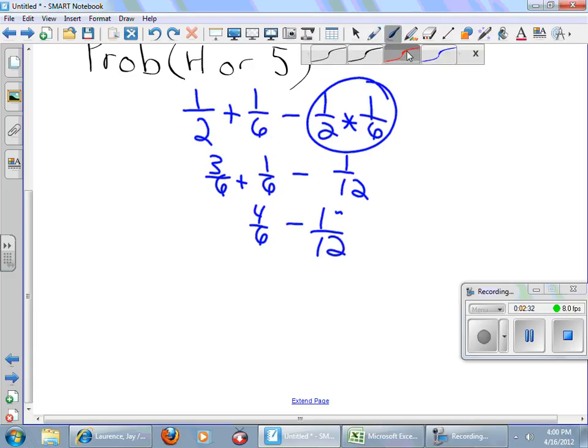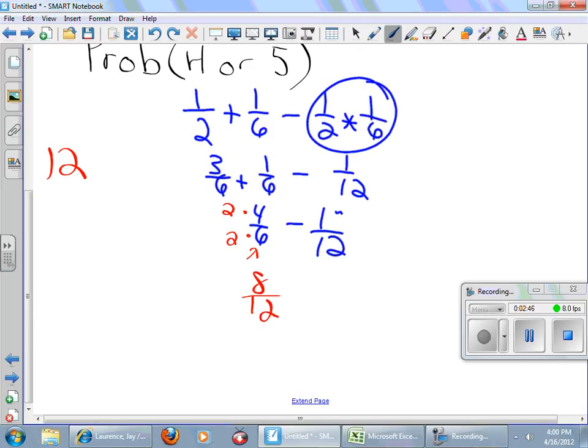And I could play my little denominator game. Take the larger of the 2 denominators, and I'm going to count by that number until I get a number that the smaller denominator goes into. 12. Stop! 6 goes into 12 2 times. I'll multiply by 2 there, and my new fraction will be 8/12 minus 1/12, and I will get 7/12.